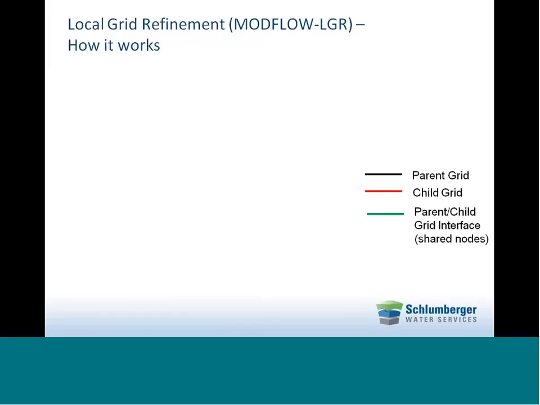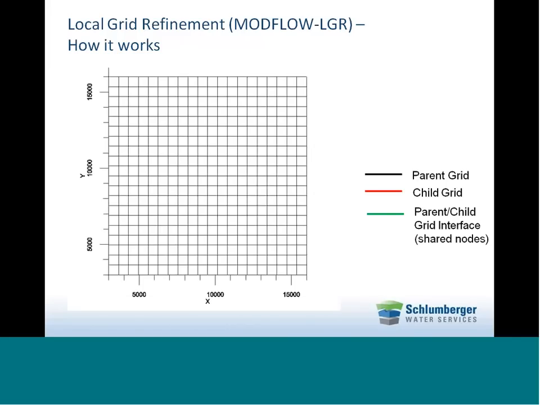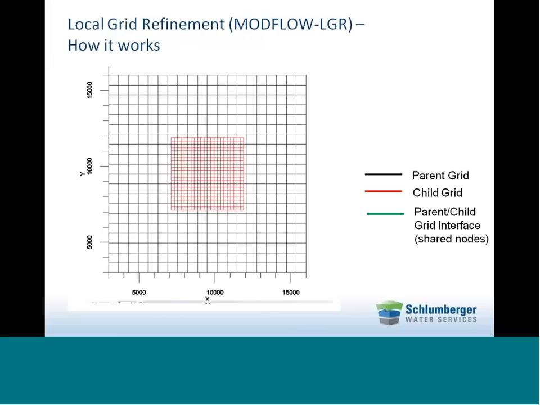A short illustration to reaffirm how that works. You start with your parent grid design. This doesn't necessarily have to be a uniform grid. It can be a variably spaced grid as well, and it can be rotated or shifted to world coordinates. You then specify your child grid region with the appropriate refinement ratio. And then, as I mentioned, during the course of the simulation, the cells that are overlapped by the child grid and the parent grid are set to inactive.